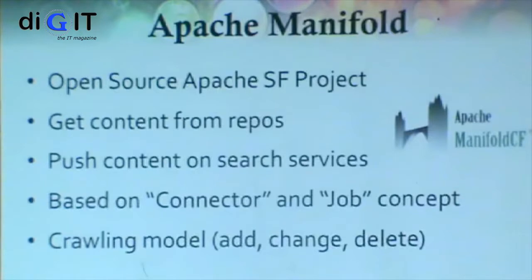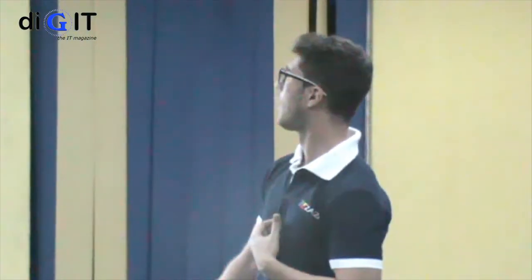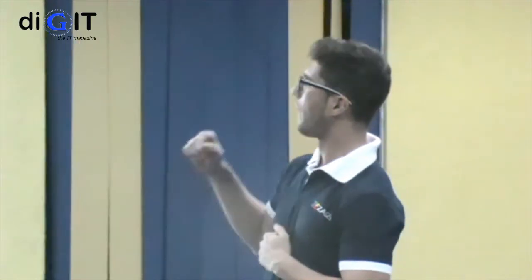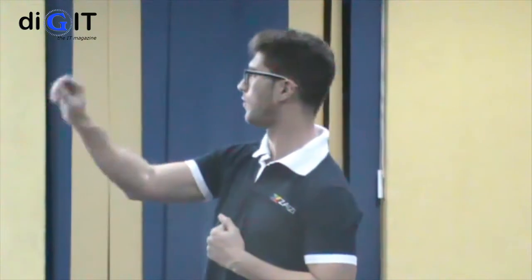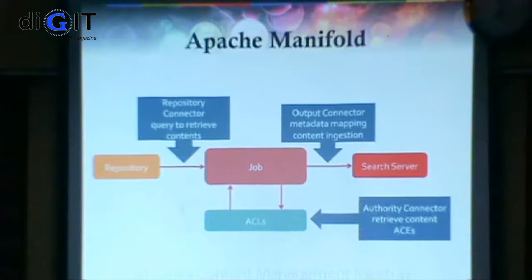Apache Manifold is an open source Apache Software Foundation project. Its aim is getting content from repositories and pushing this content to search services, respecting permissions. It's based on two concepts, connector and job. It follows the crawling model of: I knew there is something new, I get it; or I knew something has changed, I get the change; or I knew something has been deleted, I delete it from my search engine.